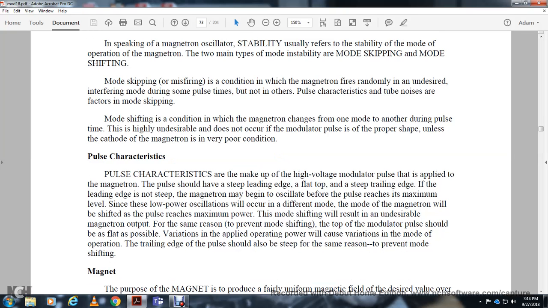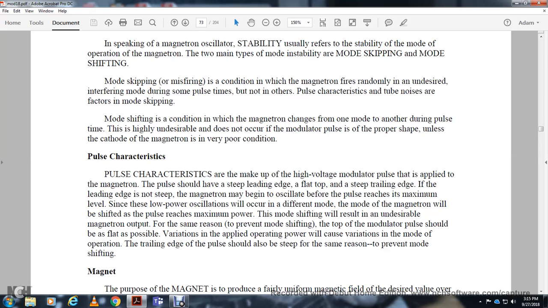Pulse characteristics are made up of the high voltage modulator pulse applied to the magnetron. The pulse has a steep leading edge, a flat top, and a steep trailing edge. If the leading edge is not steep, the magnetron may begin to oscillate before the pulse reaches the maximum level. Since the lower power oscillation will occur in a different mode, the magnetron will shift modes as the pulse reaches for maximum power.